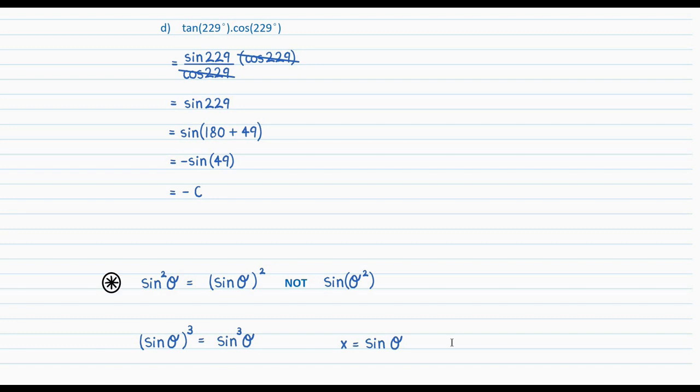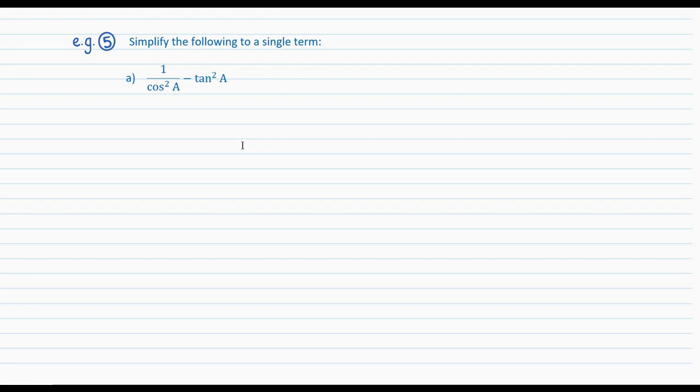Then I'll go through just two more examples before I wrap up the fundamentals revision section. Simplify the following equation to a single term. For part A we have 1 over cos squared A minus tan squared A. The goal is we need to simplify this as much as possible into a single term instead of the two terms we have here.